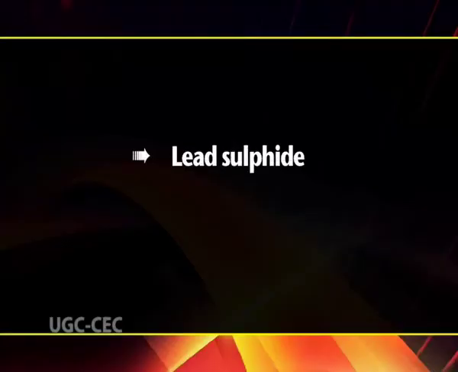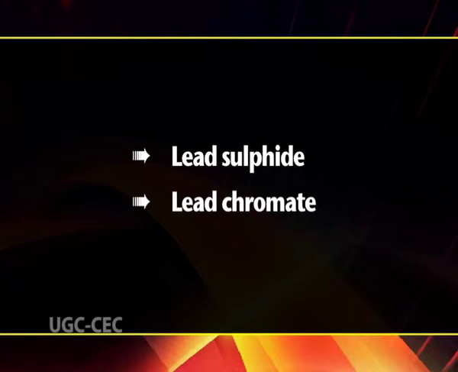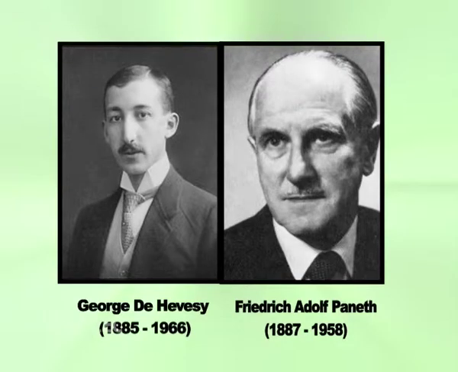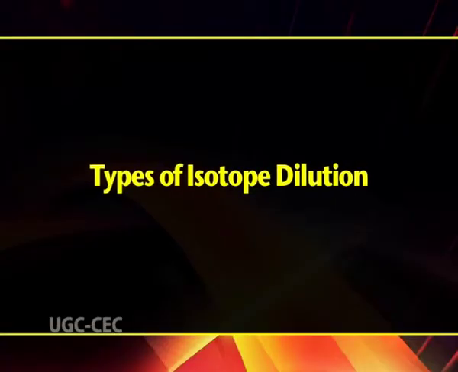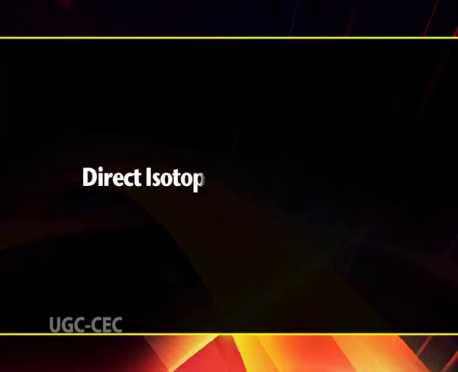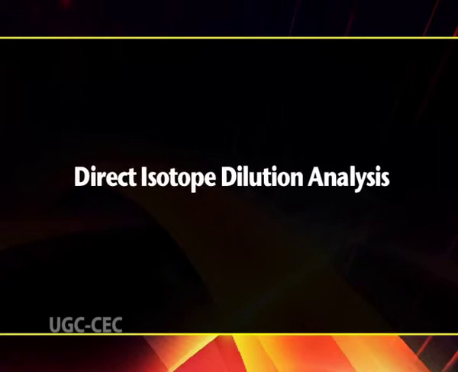An early application of isotope dilution in the form of radio tracer method was determination of the solubility of lead sulfide and lead chromate in 1913 by George D. Hevesy and Friedrich Adolf Paneth. Types of isotope dilution. Direct isotope dilution analysis.